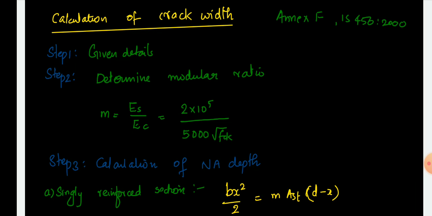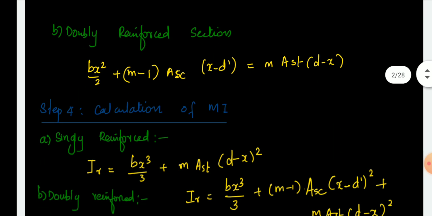Then the next step is the calculation of neutral axis depth. For singly reinforced case, you have to take the equation for neutral axis depth as b x square by 2 is equal to m into Ast into d minus x. I forgot to tell that the calculation of crack width is based on Annex F of IS 456 2000. Then for the case of doubly reinforced section, you have to take the value of neutral axis depth based on this equation given here.